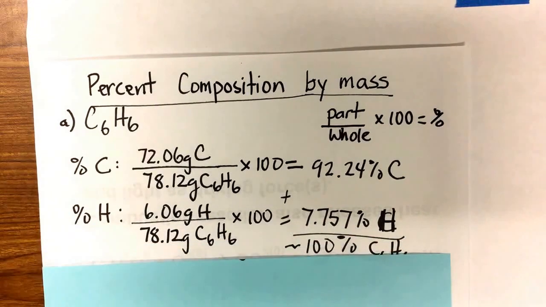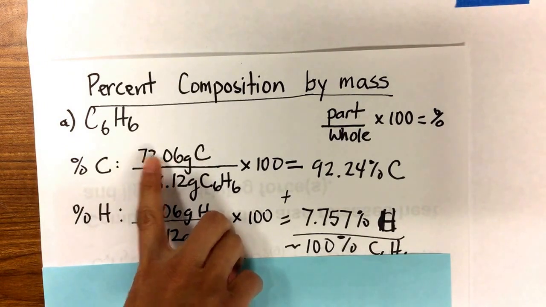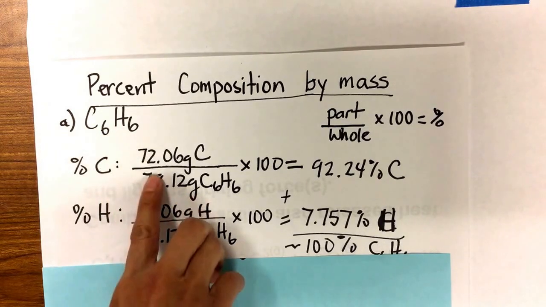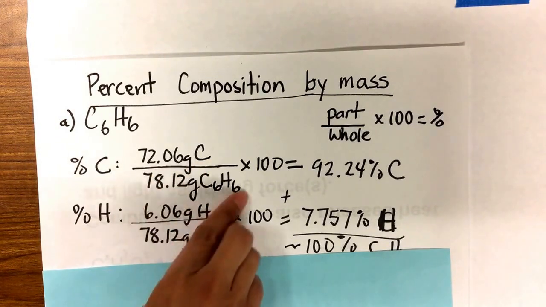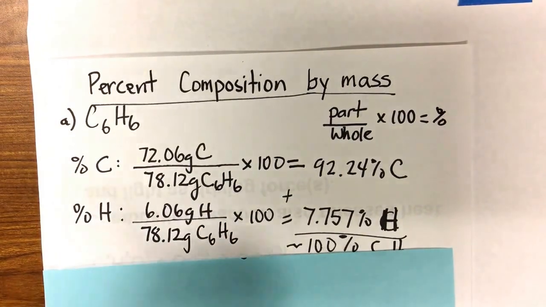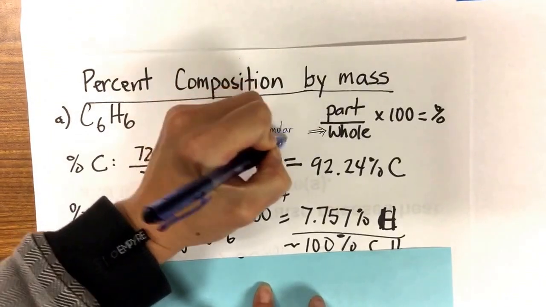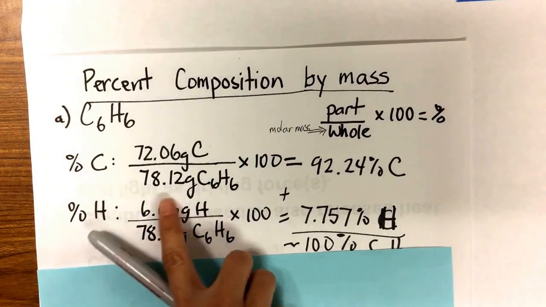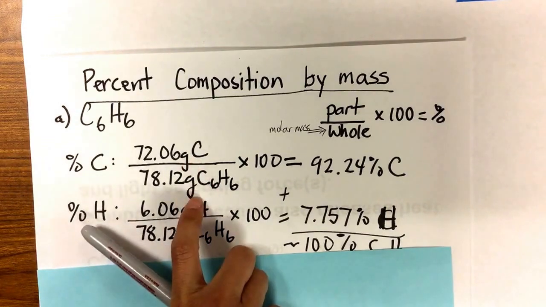If you look at the work here, the part that I'm looking at is carbon. There are 6 moles of carbon. Each mole of carbon has a mass of 12.01, so there's 72.06 grams total of carbon. The total mass of the whole compound is called the molar mass, by the way. So really, this whole is the molar mass. The molar mass of the whole compound is 78.12, and we find that from the periodic table. These 2 values are found from the periodic table.